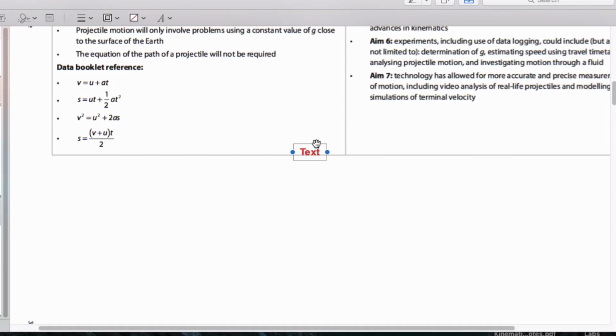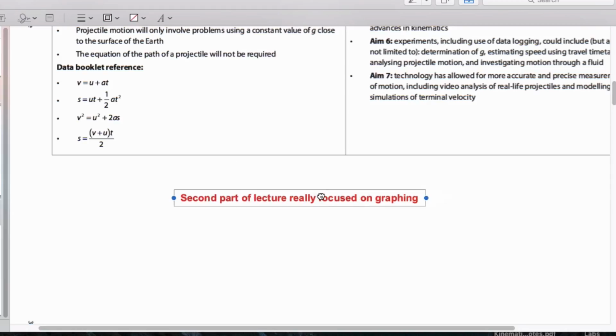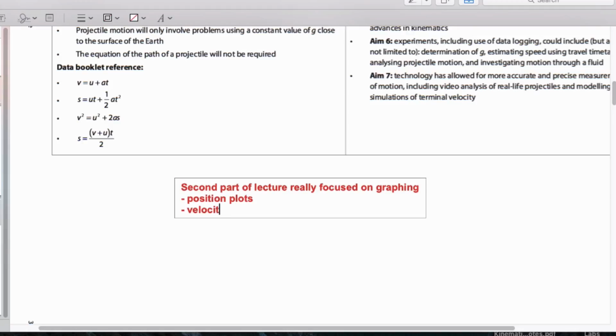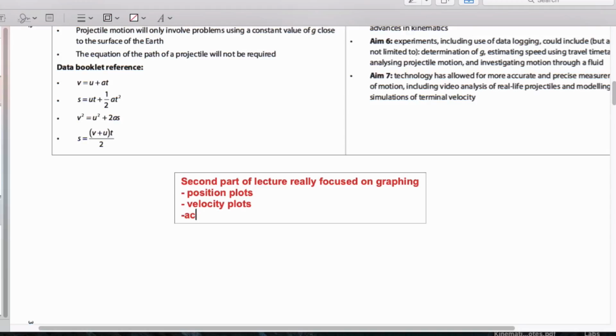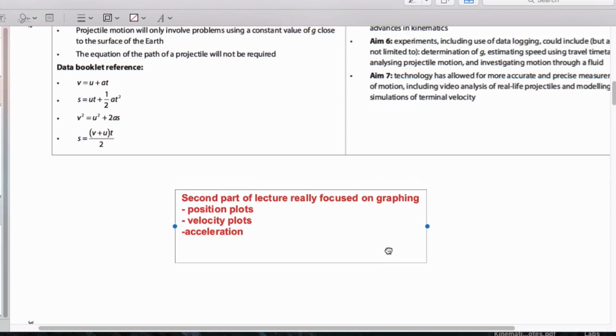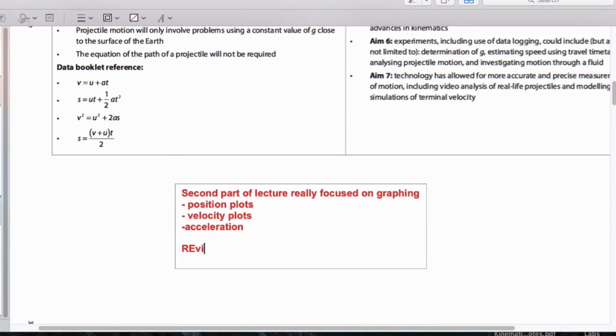And then just to keep it consistent, the second part of lecture really focused on graphing. And we looked at position plots, velocity plots, and acceleration plots.